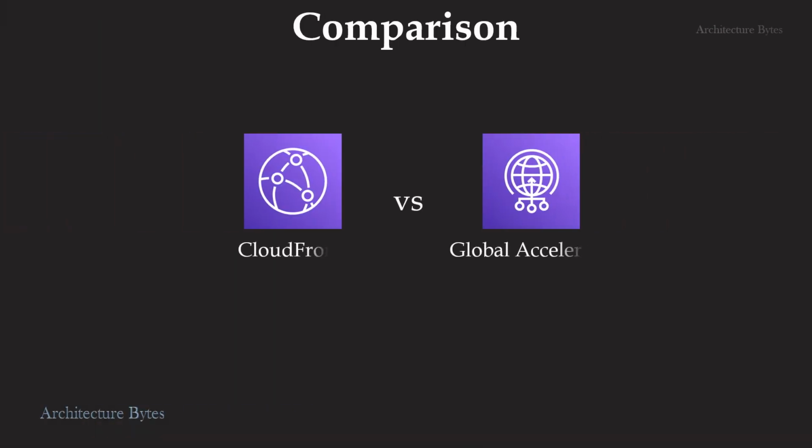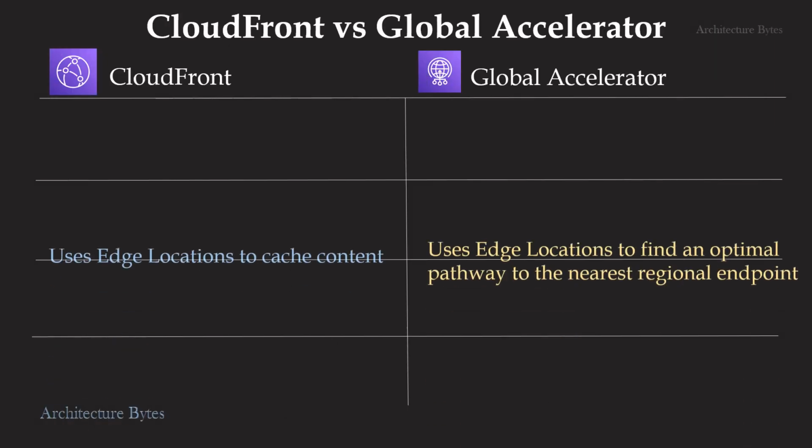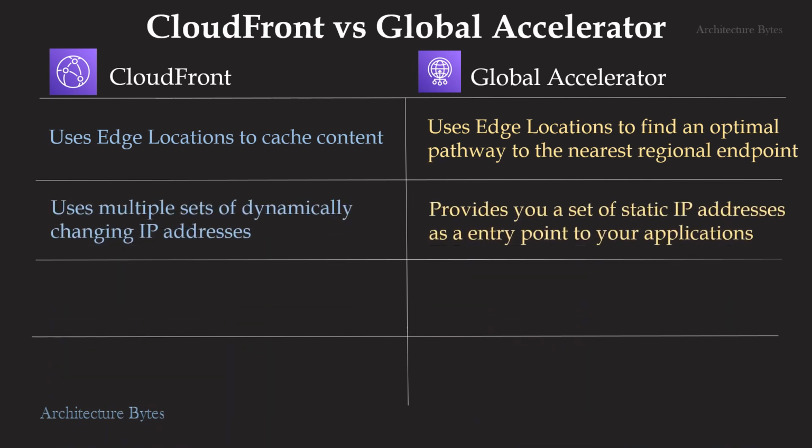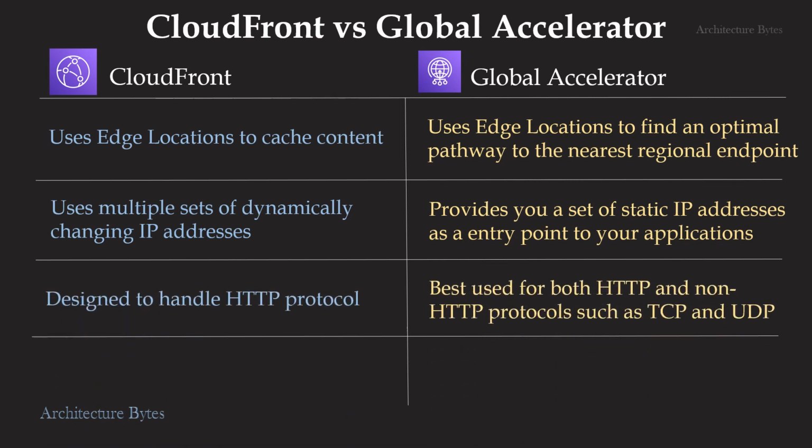CloudFront and Global Accelerator services may look similar, but the primary purpose of each of these services is different, not to mention the complexity and pricing. Let's do a comparison. CloudFront uses edge locations to cache content, while Global Accelerator uses edge locations to find an optimal pathway to the nearest regional endpoint. CloudFront uses multiple sets of dynamically changing IP addresses, while Global Accelerator provides you a set of static IP addresses as an entry point to your applications.